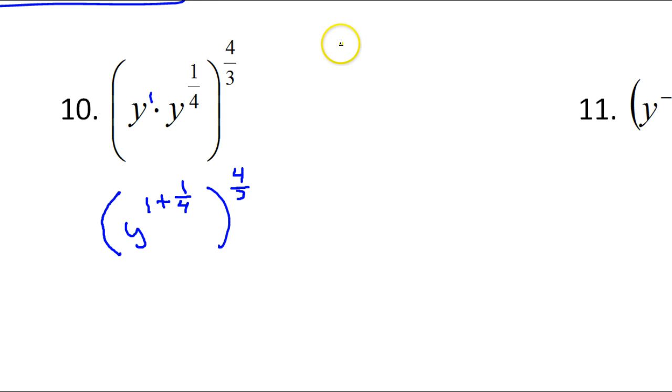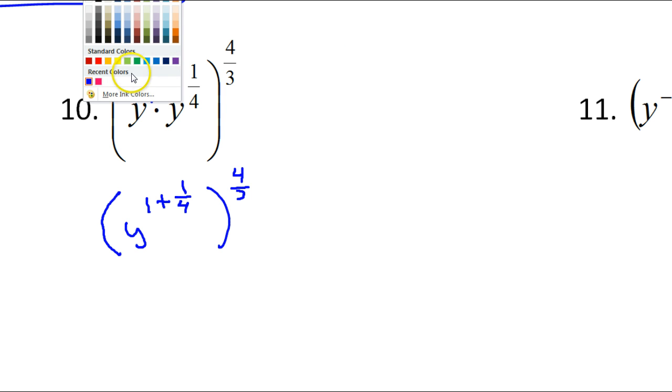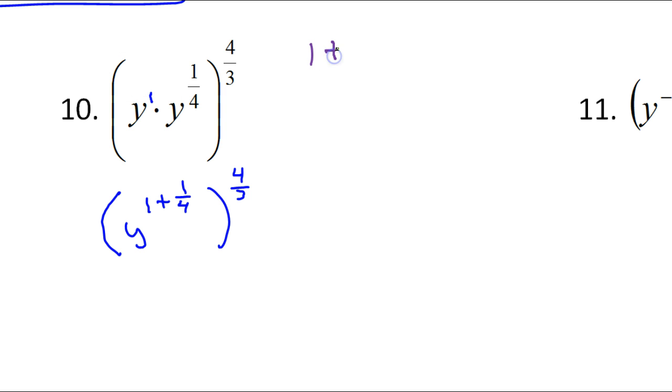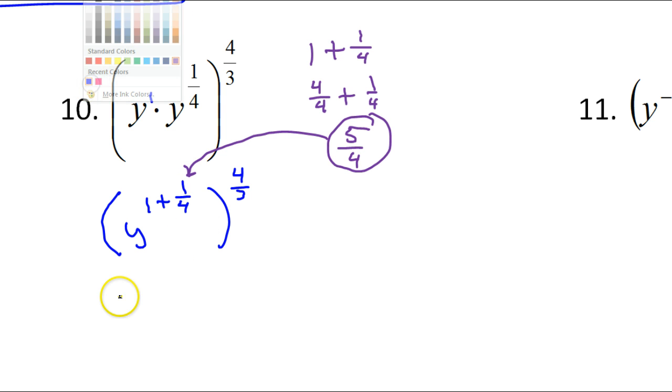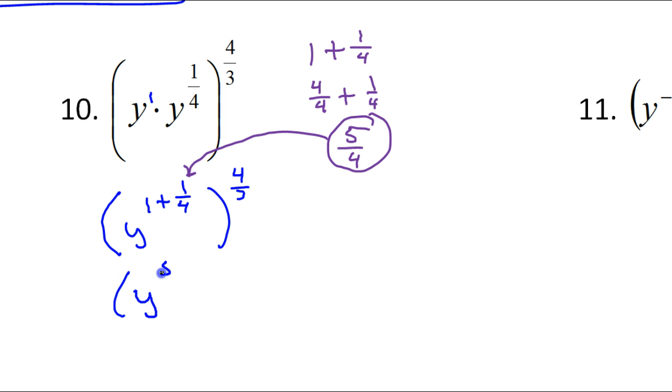Okay, so remember, just do this off to the side. Remember that if I have 1 plus 1/4, that's the same thing as 4 over 4 plus 1/4. So that's the same thing as 5/4. Okay, so that's what's happening right here. So that means I'm going to have y to the 5/4 power raised to the 4/3 power.